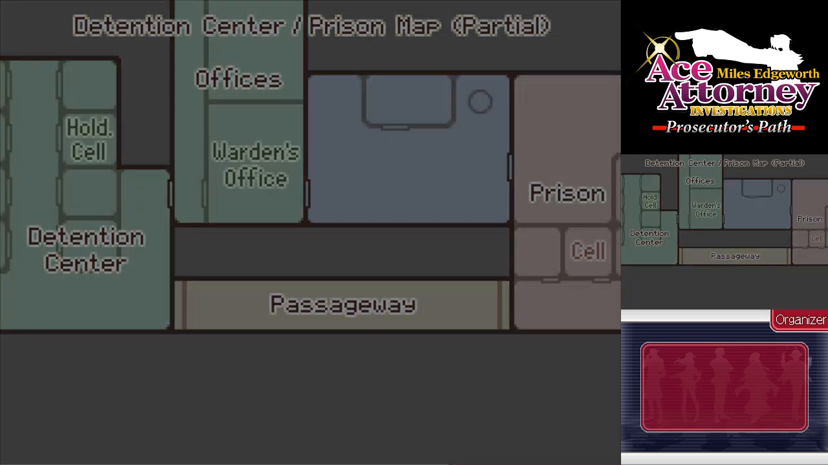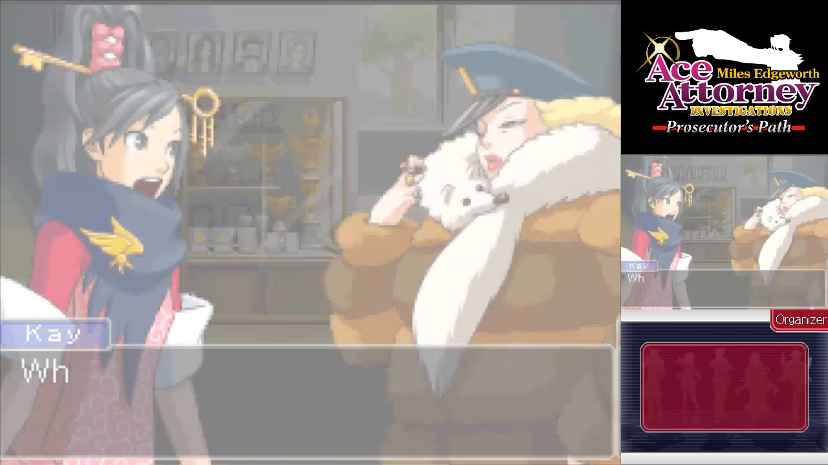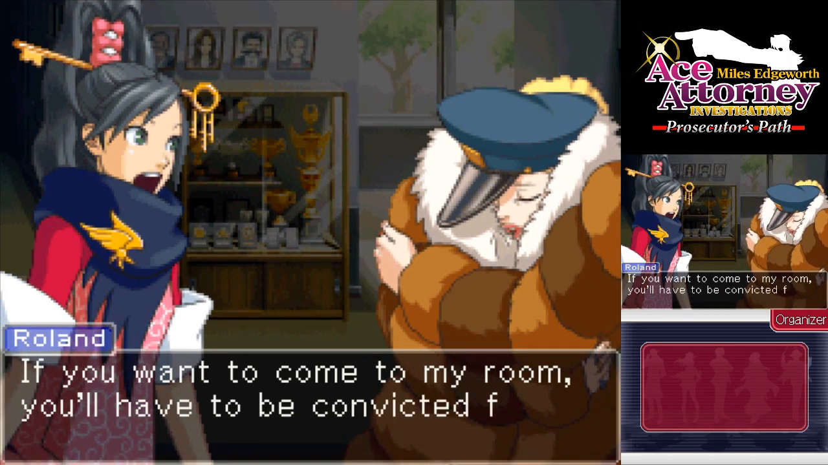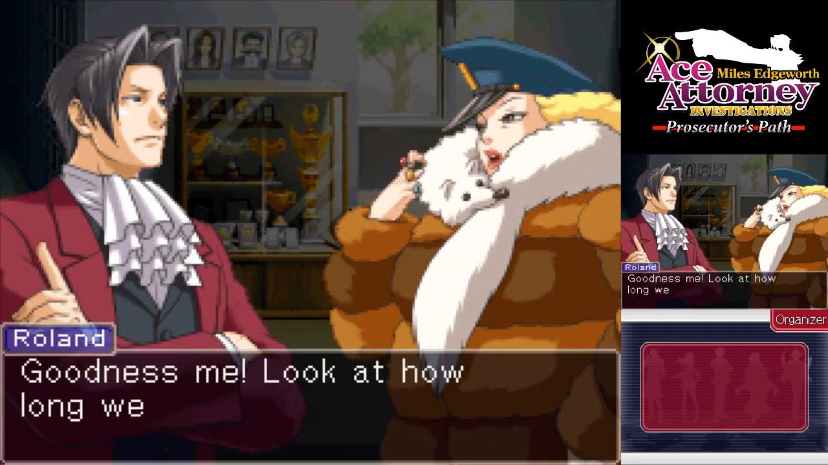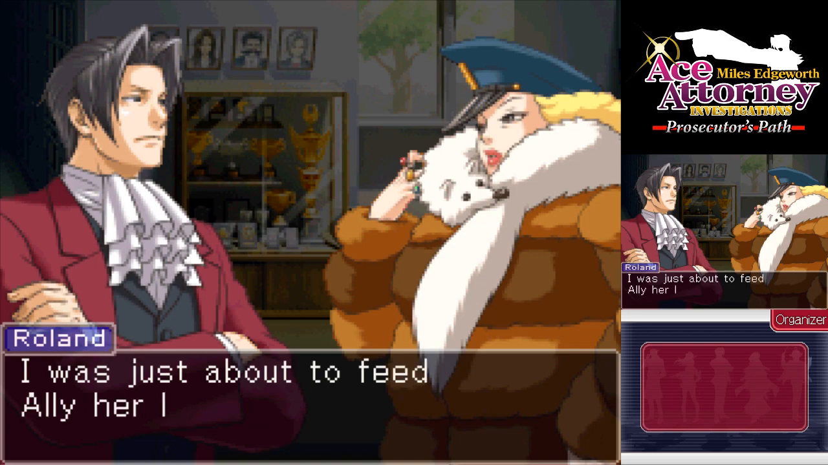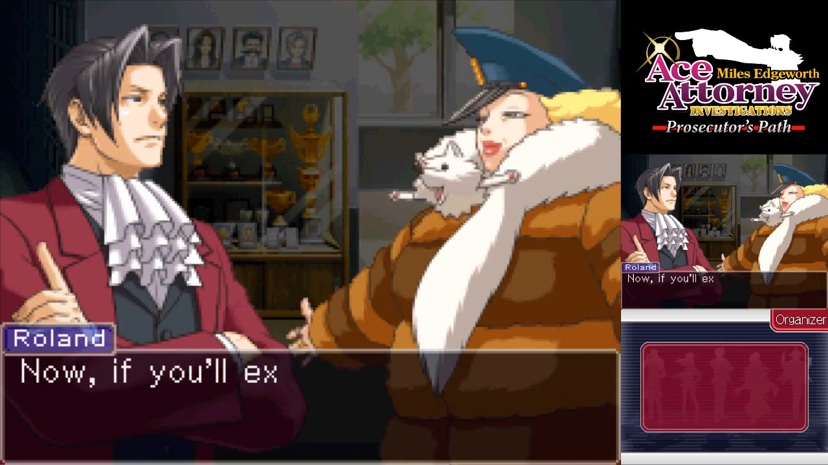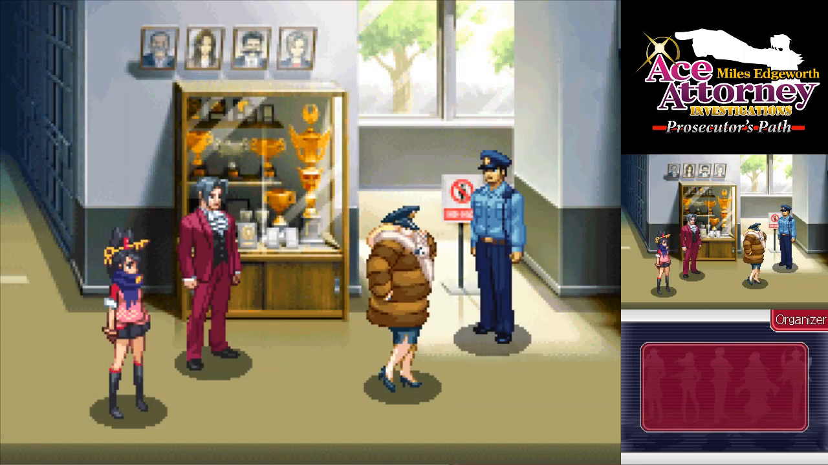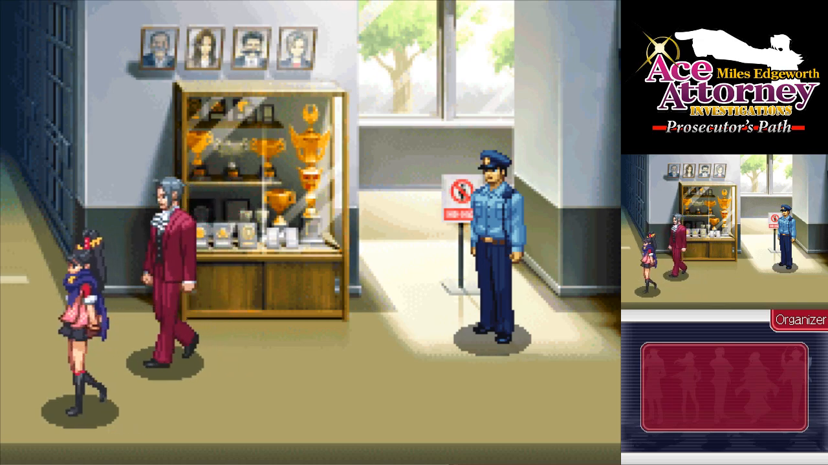Floor plans updated in my organizer. I'm delighted that you want to see it. However, I cannot invite you. What? You're not a child of our home. If you want to come to my room, you'll have to be convicted first. That's a rather high hurdle to clear. Goodness me, look at how long we've been talking. I was just about to feed Allie her lunch. Allie? She is my favorite little angel. Now, if you'll excuse me, I must be off to the courtyard. Toodaloo! I never got a chance to ask her about Dogan. Well, let's head over to Knightley's cell.